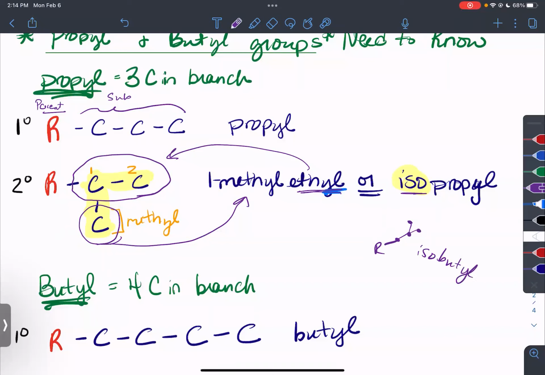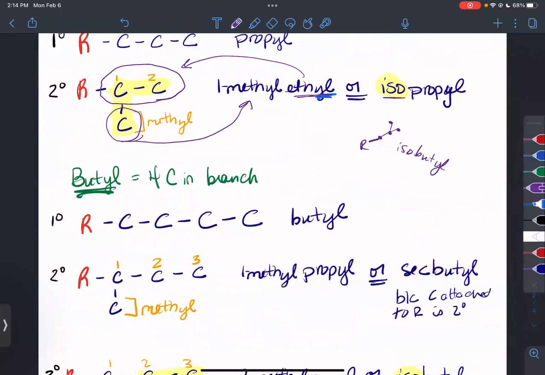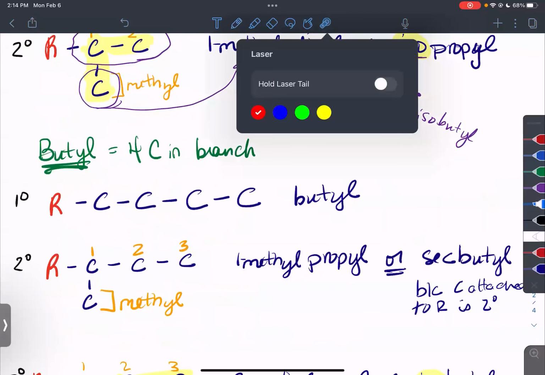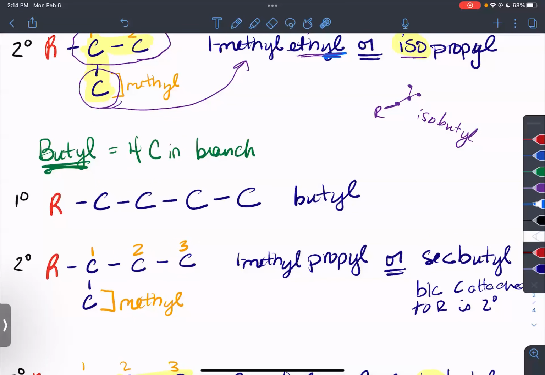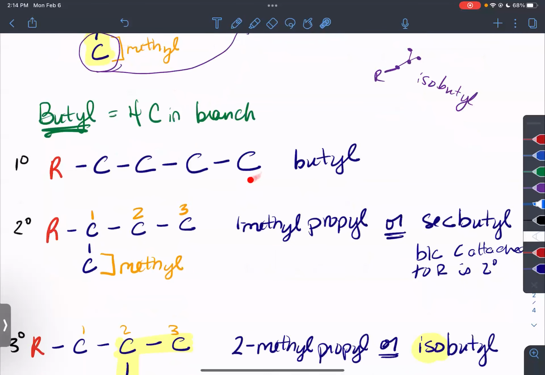So it's all about how it looks, not about whether it's secondary or tertiary. Okay, butyl. 4 in a branch. If they're in a straight chain, that first carbon's primary, we're going to call it butyl. If I do that same thing where I took this carbon and I move it to the first carbon, now that first carbon is a secondary carbon.